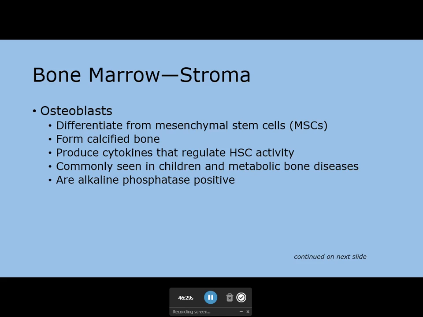Commonly seen in children. If we did bone marrows on kids, you're going to see osteoblasts on the slide. They look very similar to a macrophage, so you have to make sure that you distinguish those two. And with any kind of metabolic bone disease, like osteoporosis or multiple myeloma, you may see osteoblasts also. These are alkaline phosphatase positive. You remember the macrophages we said were acid phosphatase. These are alkaline phosphatase. So those are the stains we would use to differentiate a macrophage from an osteoblast.